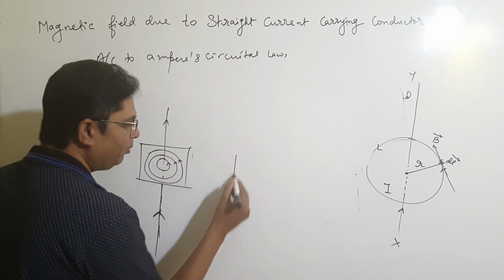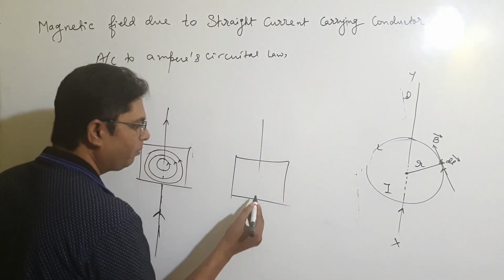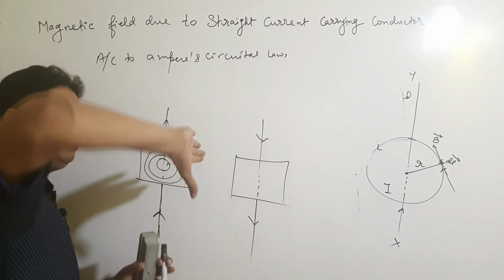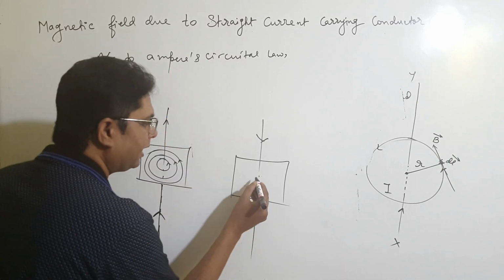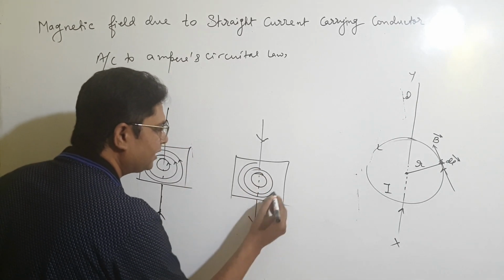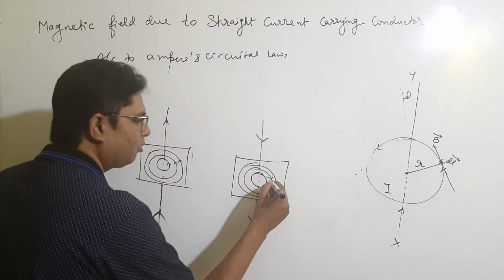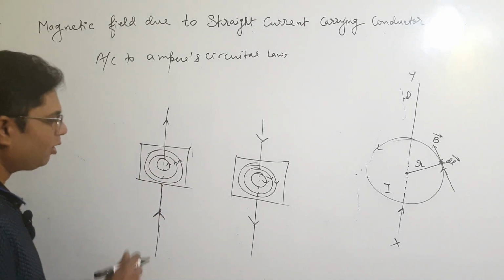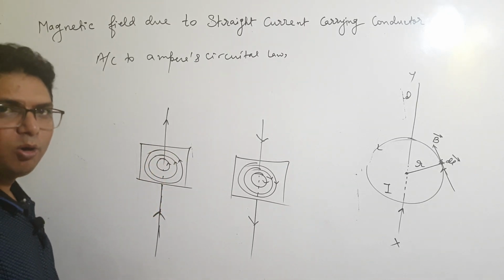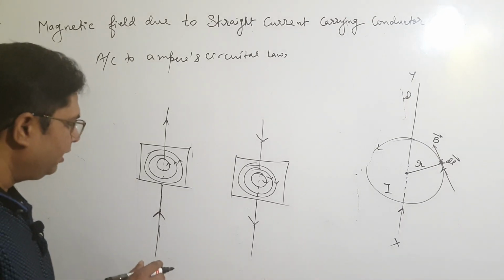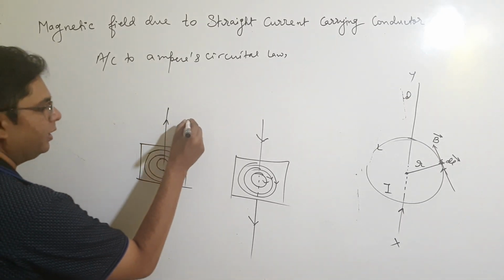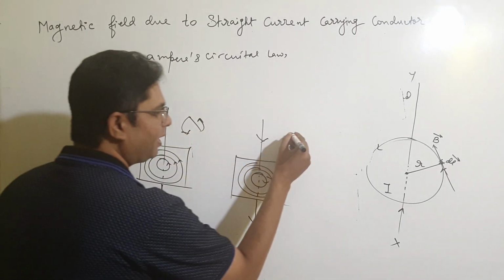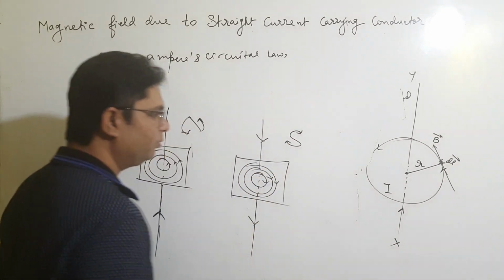Now again I am taking a plane of paper. Let us have a wire. Current is moving downside. So hold it by your right hand. The grip will indicate the direction of magnetic field, and this time the magnetic field is clockwise. So this is anti-clockwise magnetic field. Anti-clockwise magnetic field is indicated by north, and clockwise magnetic field is indicated by south.